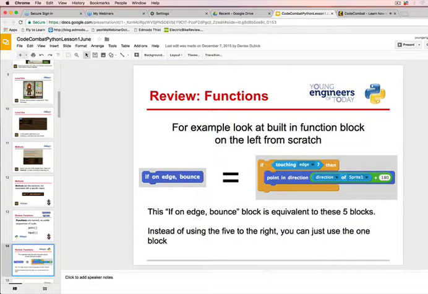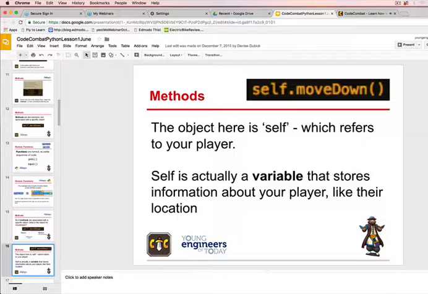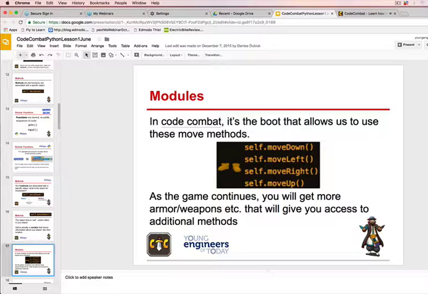And you did this when we played with Scratch. You can write this bit of code of touching edge, point in direction of sprite at 180 degrees. That's the same thing as if on edge, bounce. So this is like a function in Scratch. It saves you all that code. So if the method associated with a specific object was move down, the object is you. Notice the parentheses there. And it stores information about the player, location, everything else we use. Okay.